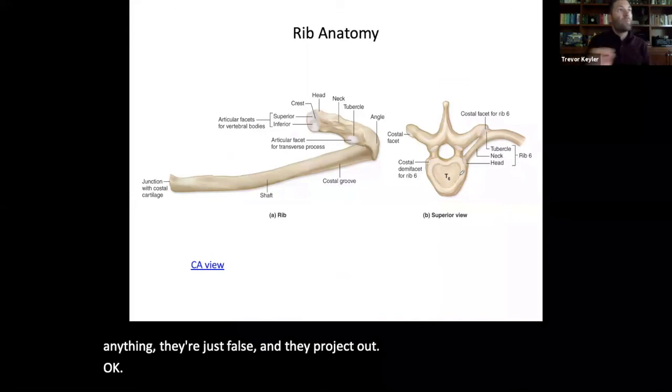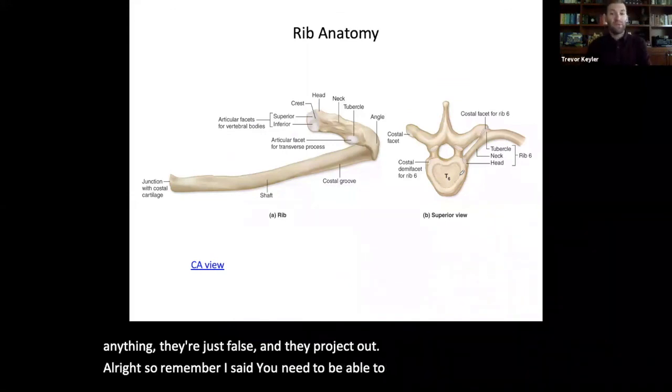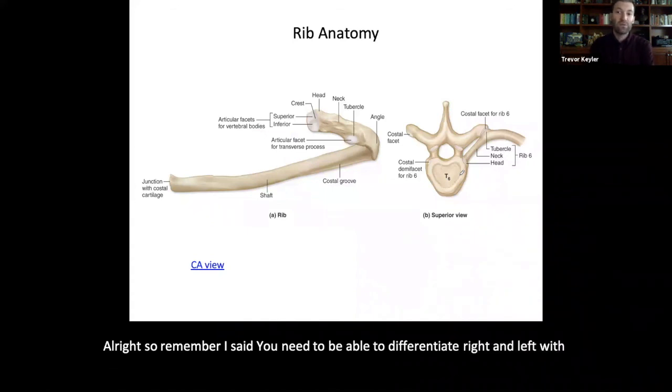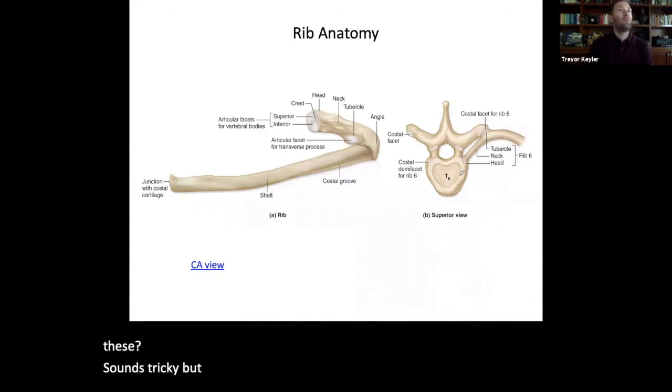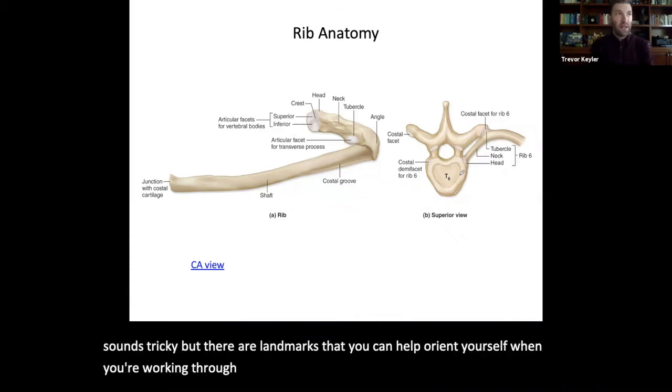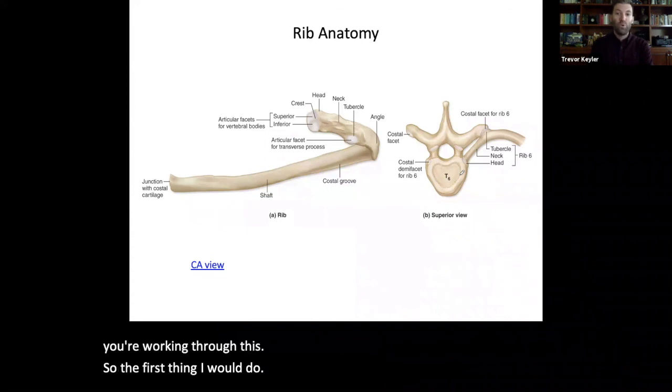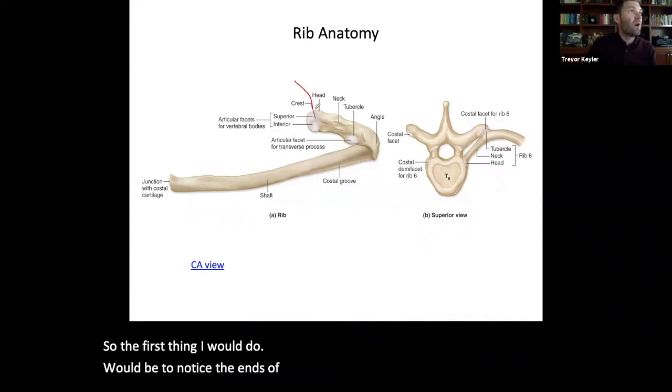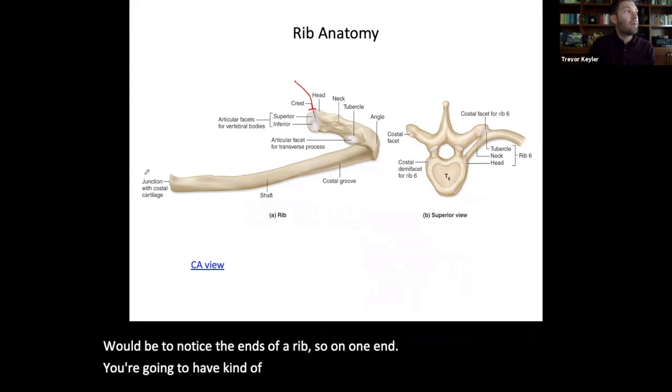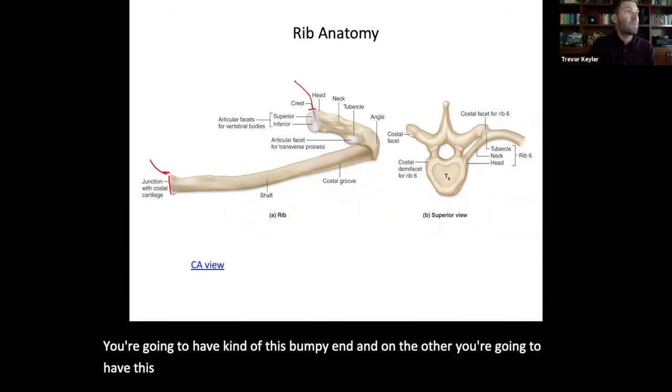All right. So remember I said you need to be able to differentiate right and left with these. Sounds tricky, but there are landmarks that can help orient yourself when you're working through this. So the first thing I would do would be to notice the ends of a rib. On one end, you're going to have this bumpy end. And on the other, you're going to have a flat, smooth surface.